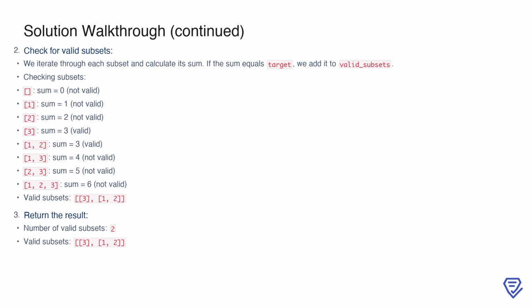For subsets of size 2, [1, 2] also sums to 3, so it is valid, while [1, 3] and [2, 3] exceed the target. Finally, the full subset, [1, 2, 3], has a sum of 6, which is not valid. In total, the valid subsets are [3] and [1, 2]. We count these valid subsets and return both their count, 2, and their values.